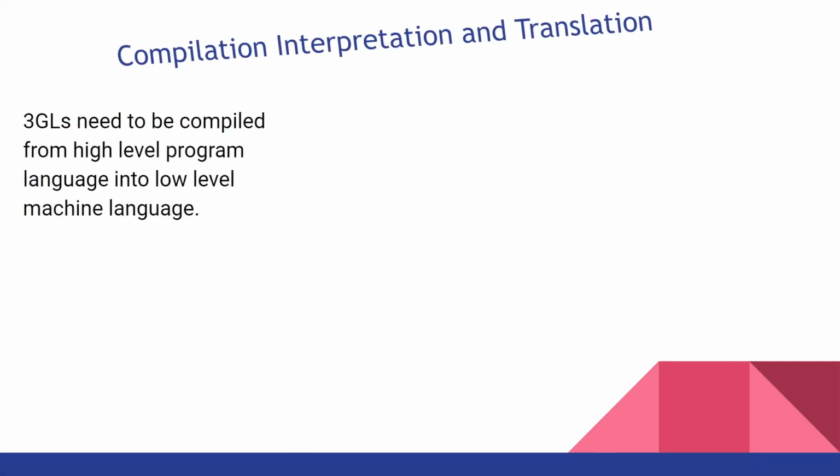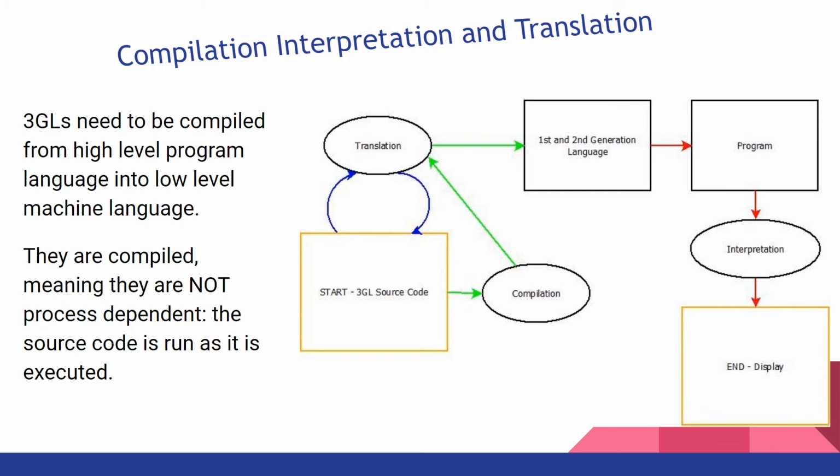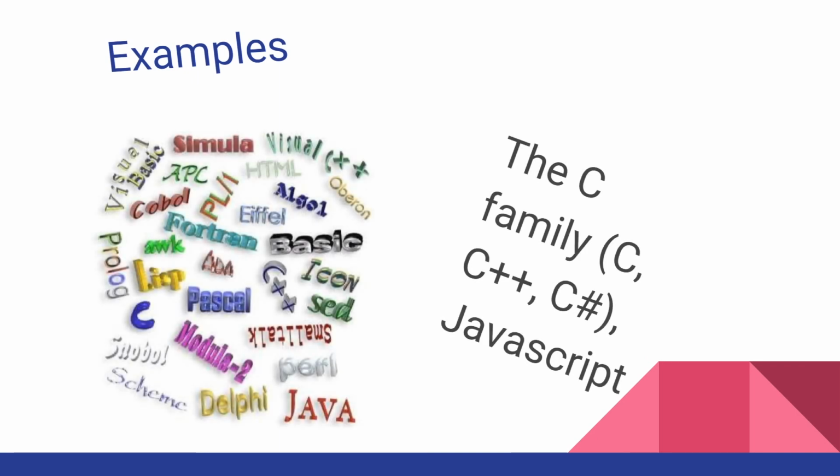Okay, so compilation, interpretation, and translation are three words that have specific meanings and need to be understood. 3GLs need to be compiled from a higher level language to a lower level language. Once it's compiled, it gets interpreted by the program interpreter and executed by the CPU. So some examples of 3GLs, there's a whole bunch of them. And in fact, if you look at most of these languages, you'd agree, I think most of these are languages that we use today, well and truly.